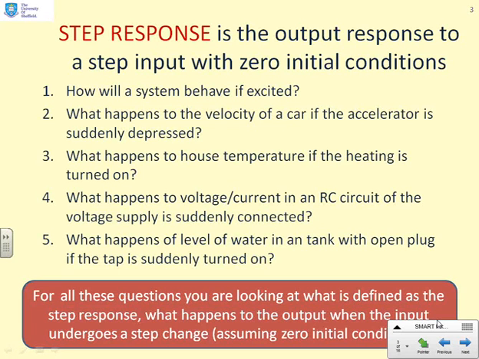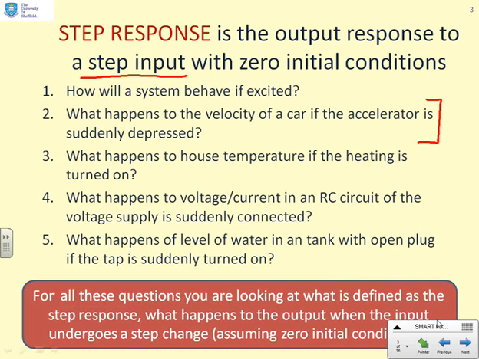What are we talking about in engineering terms? It's a bit like saying, how does the system behave when we do something with the input? But clearly here we've got a very specific type of input, that is a step input. So what's an example? We could have, what happens to the speed of a car if you suddenly depress the accelerator, that is move it from one position to another position?